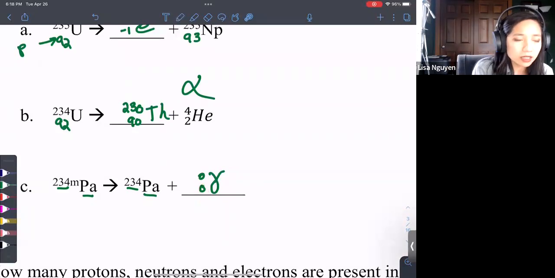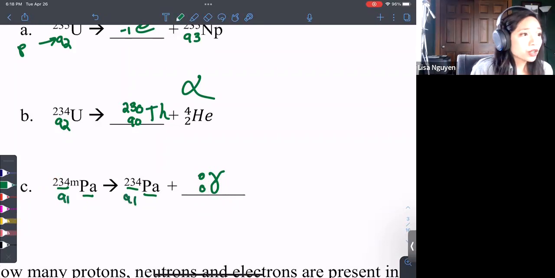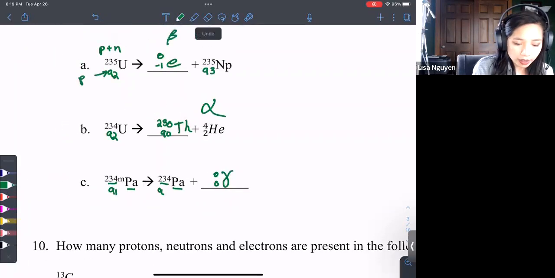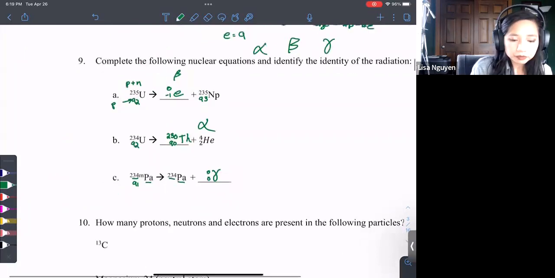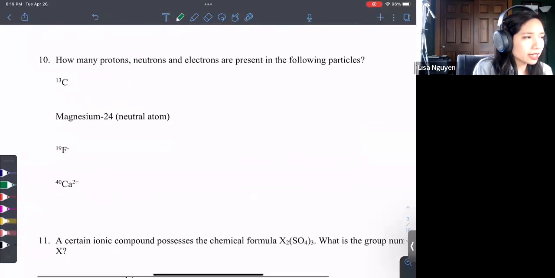So we see that even if we use the same rules here, if we look at the mass numbers, that is equal on both sides, and so is the number of protons. I didn't actually write it down, but there's 91 protons. So that's all equal too. So that's gamma radiation. It's the most penetrating because there's no mass. It's just pure energy. Okay, so that's number 9. The big idea here is being able to balance. All right, let's do number 10.